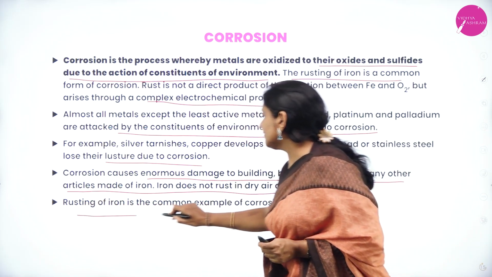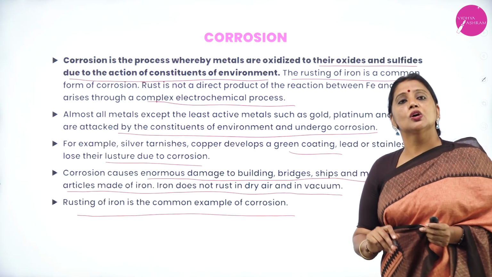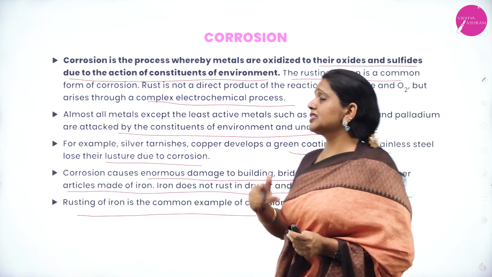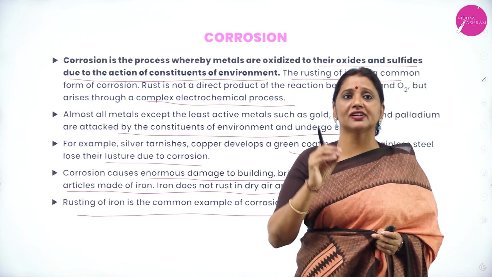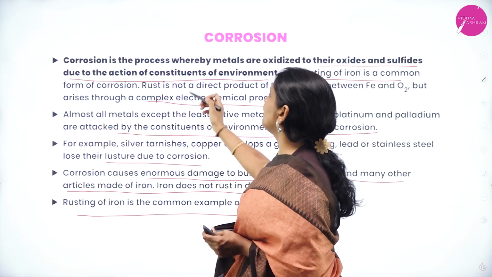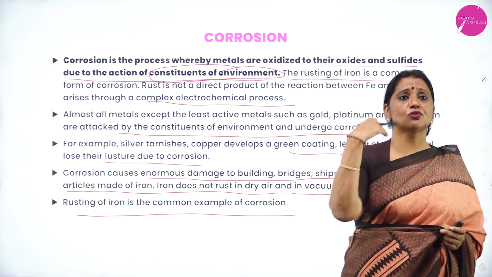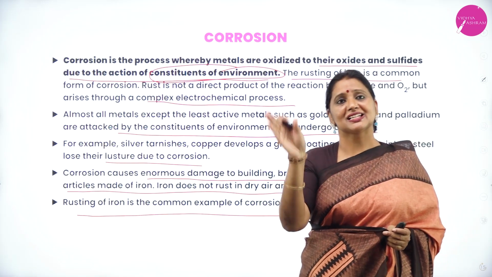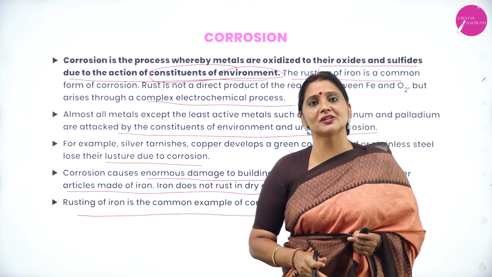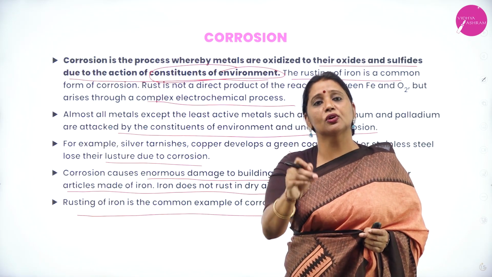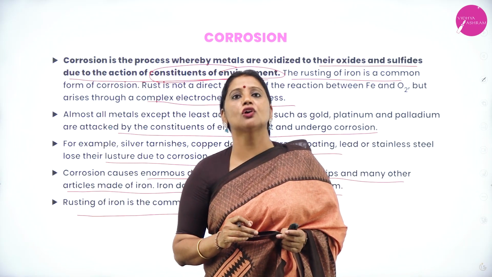Vacuum. Rusting of iron is a common example of corrosion. Therefore, my dear student, what is corrosion? Corrosion is a process where the metals are oxidized to oxides as well as sulfides when they are exposed to air by the action of the constituents of the environment. That phenomenon is known as corrosion. The common example for corrosion is rusting of iron.